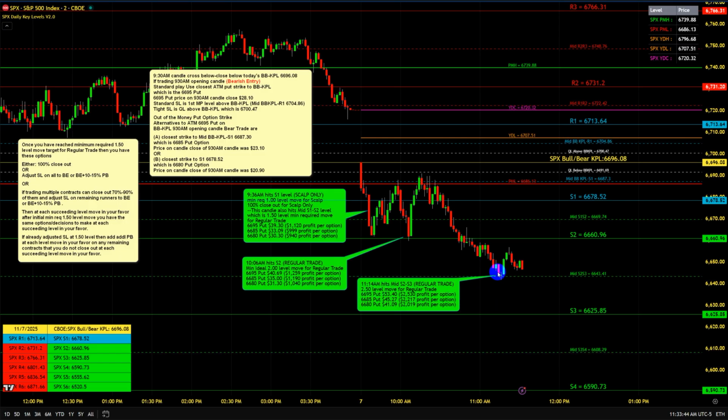At 11:14 here, it hits the mid S2, S3 level. That's a 2.5 level move. 1 level, 1.5 level, 2 levels, 2.5 levels. The 66.95 put is $53.40 on this candle close. That's $2,530 profit per option. The 66.85 put is $45.27. That is $2,217 profit per option. And the 66.80 put is $41.09. That's $2,019 profit per option.